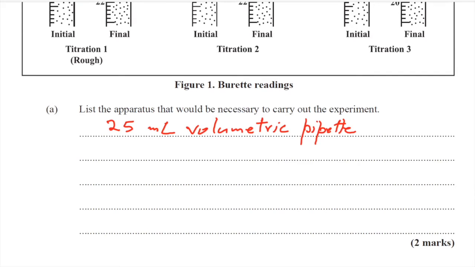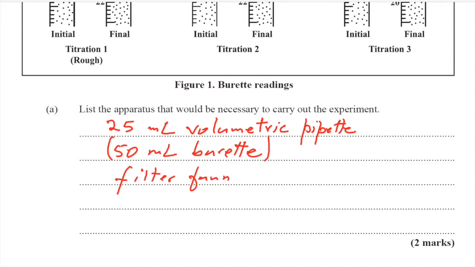So we'll need a burette. We need a 50 mL burette, even though the burette is there, so it's a given. So we need a volumetric pipette. Conical flask is there. We're going to need a filter funnel. That's to fill the burette. We're also going to need a clamp and retort stand for the burette. All right, and that should be it.